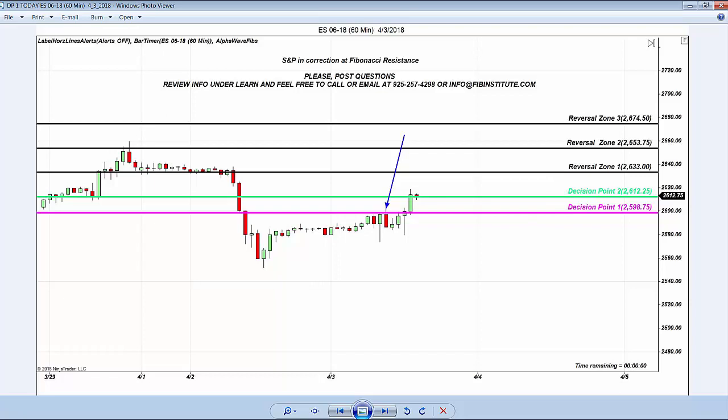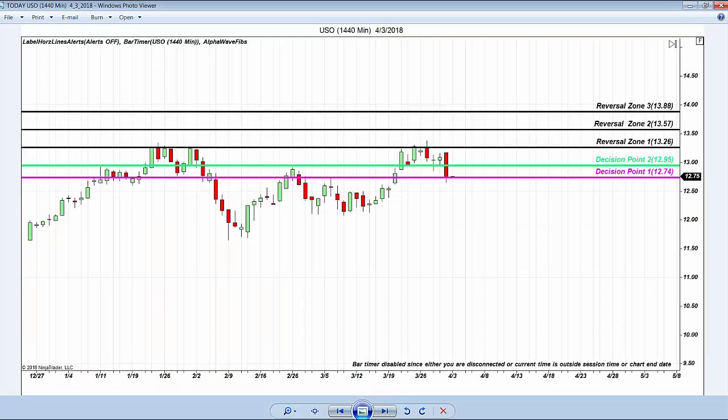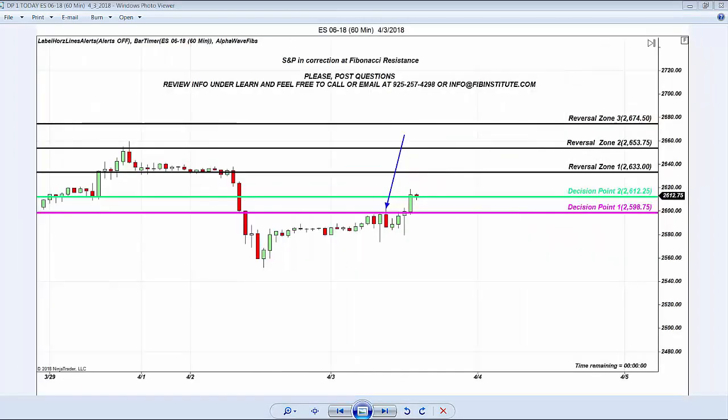Identical formula on all the instruments, all the time frames. This is what's playing out currently on USO, a derivative of oil. Identical reversal zone and the end of the minor trend, where oil is now. The only difference on the S&P day trading chart was that it was ultimate resistance. And that's what price does every time.